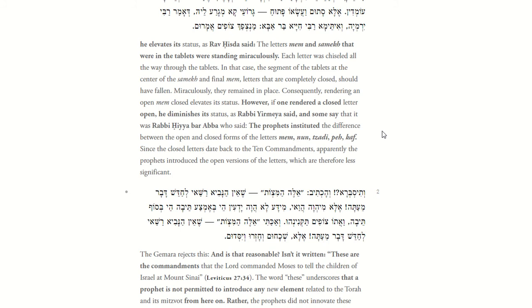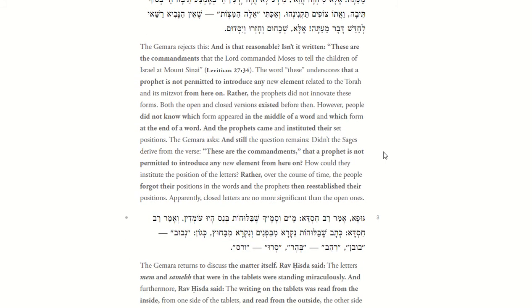Okay, so let's stop here. This idea of significance and elevated status is talking about when they arose. A couple of rabbis say that all of the final letters were the only letters for mem, nun, tzadi, pei, kaf, and that those existed in the Ten Commandments, and that because they had to if they were standing miraculously. See what I mean? So when they come through here, they're saying that the prophets introduced the open versions of the letters in the middle of the word, and therefore it wasn't given by God at Sinai. It was established by the prophets later on, and therefore are less significant.